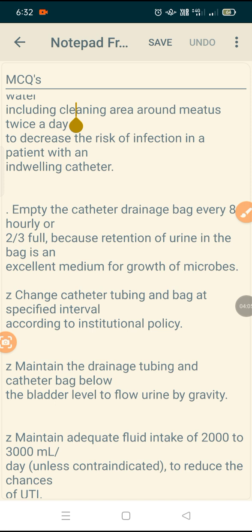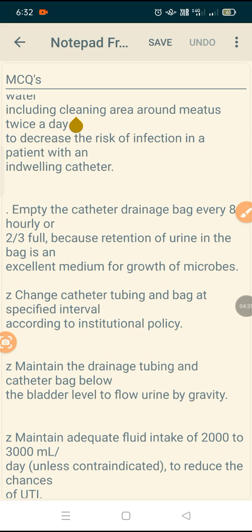Empty the catheter drainage bag every 8 hours or when 2/3 full. So we need to empty the catheter drainage bag; we should not wait until it gets full. If it is 2/3 full only, we have to call the housekeeping staff and get it emptied. So 8th hourly regularly, shift wise, we need to change it. Because of the retention of urine in the bag, it will be an excellent medium for the growth of microorganisms. So what will happen?